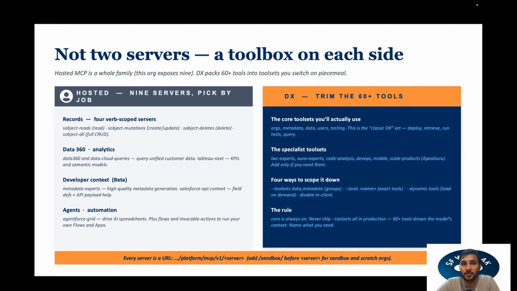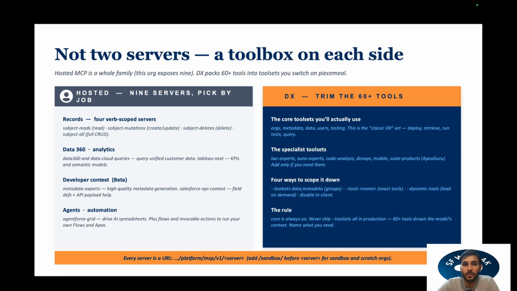Right side, the DX server. Opposite problem, it doesn't come as a menu, it comes as one big box of 60 plus tools. And your job is to not hand Claude all 60. The tools are grouped into tool sets. The 5 you will actually use most days are orgs, metadata, data, users, and testing. That's your classic DX kit. Deploy, retrieve, run Apex test, query. Then there is a whole set of specialists you add only when you need them. LWC experts, code analysis, DevOps, mobile, Apex group for performance.